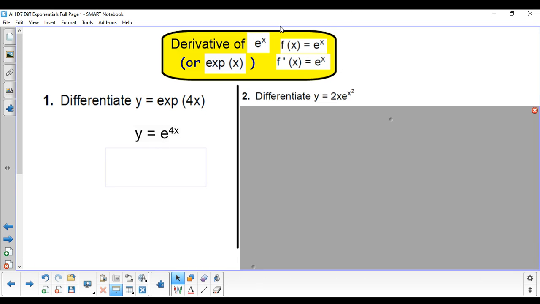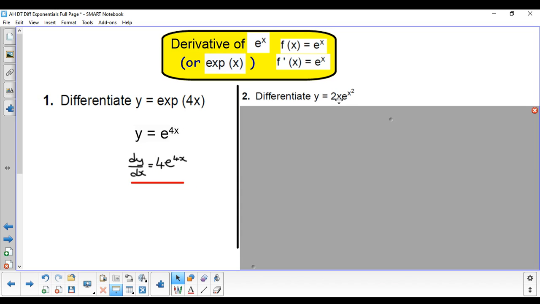So let's try some. You might see exp or e to the x. I'm a fan of e to the x, so if you see it like this, you'll see I'll instantly write it as e to the 4x. What happens there? The derivative is e to the 4x, but the chain rule brings out 4, and that's it.